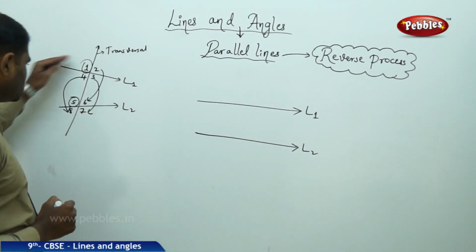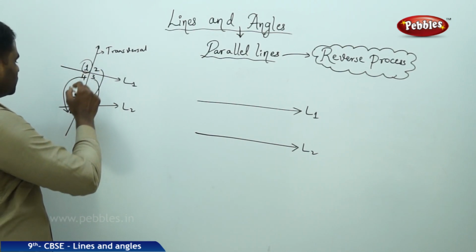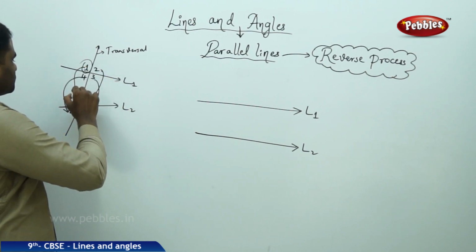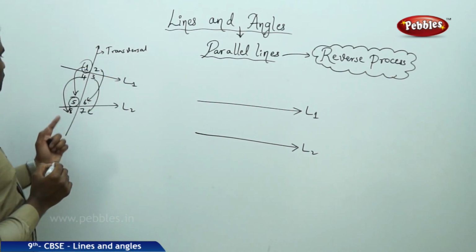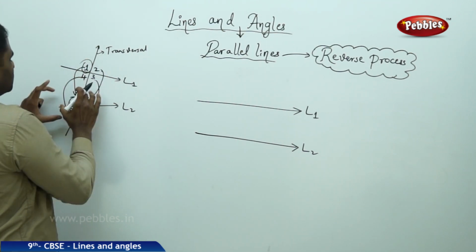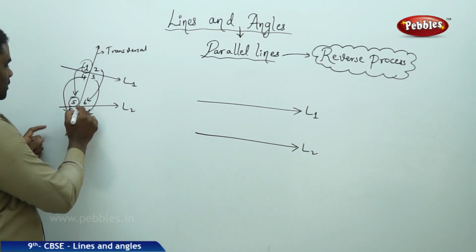So let's draw two lines randomly with the transversal and measure each of the angles, 1 with 5, 2 with 6, 3 with 7 and 4 with 8. So when we measure the angle 1 with the protractor, we should also equally measure the angle 5 with the protractor here.